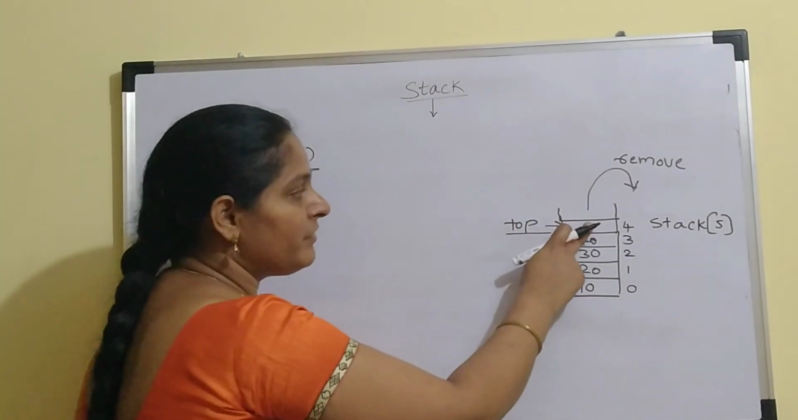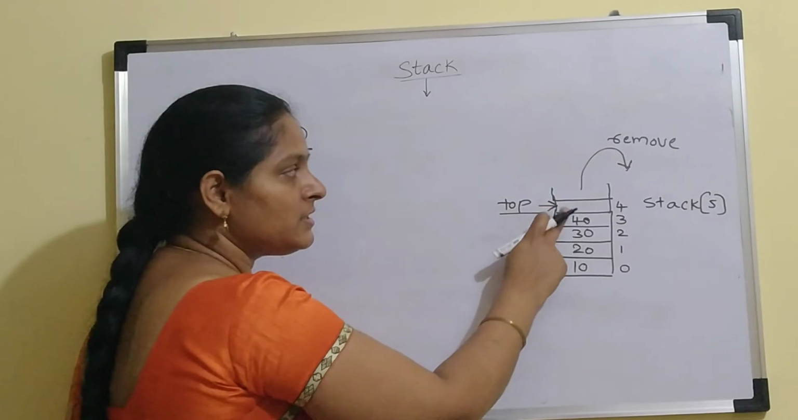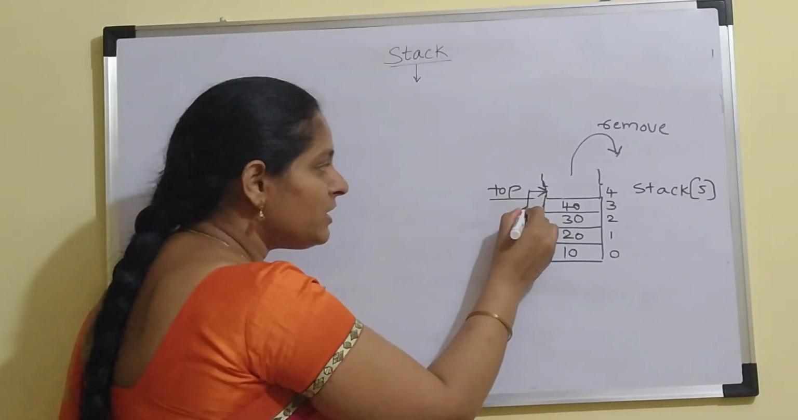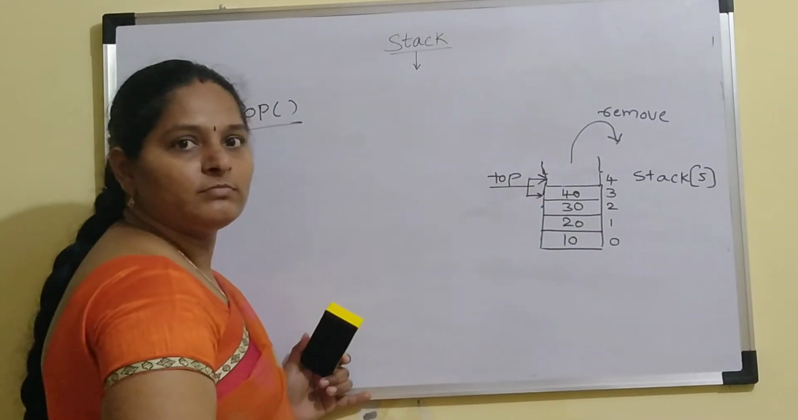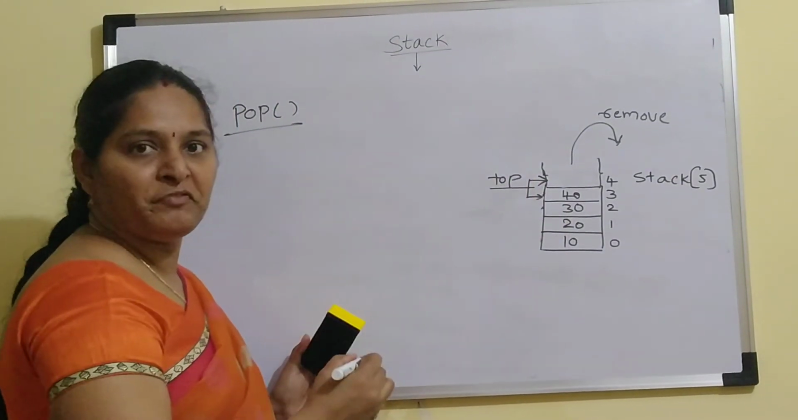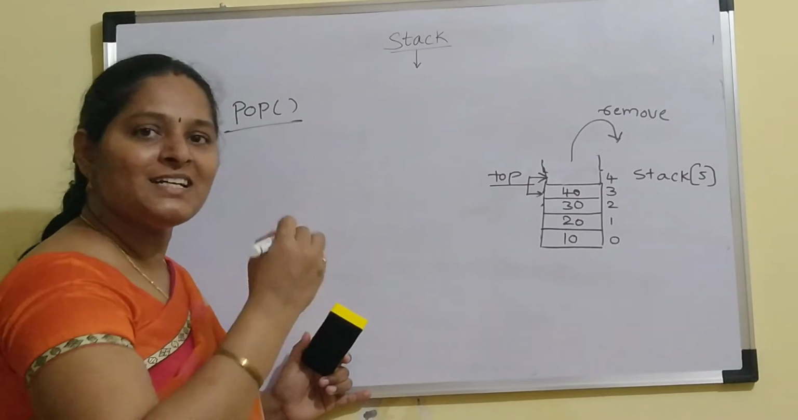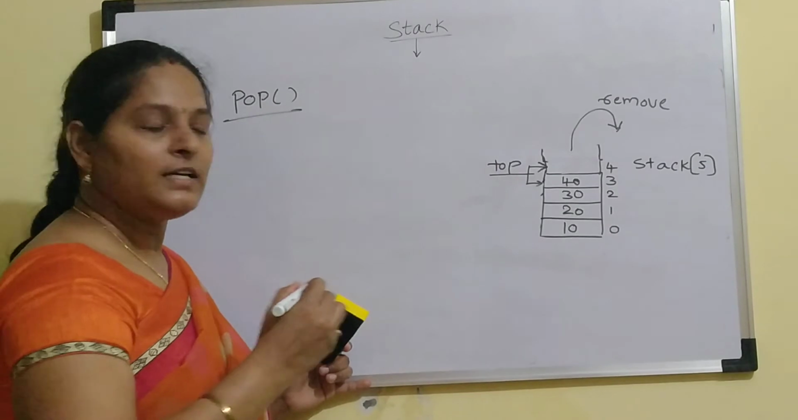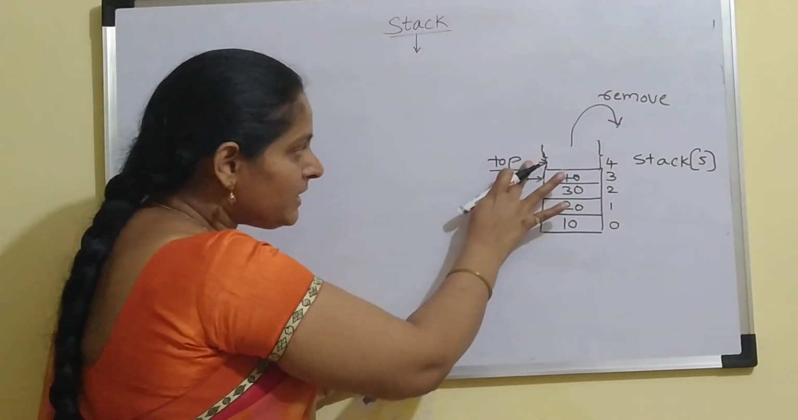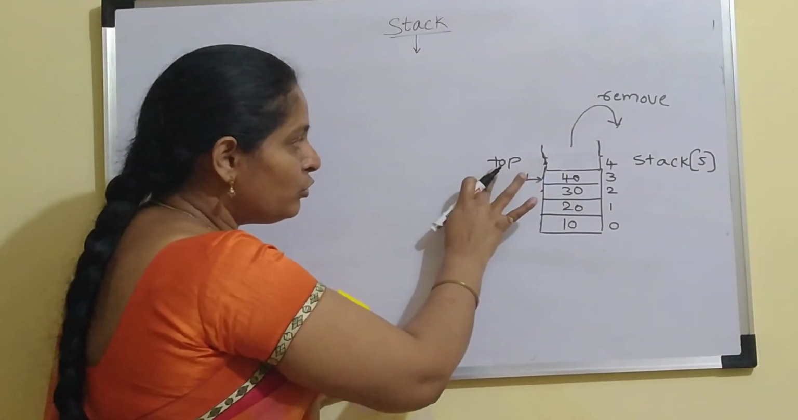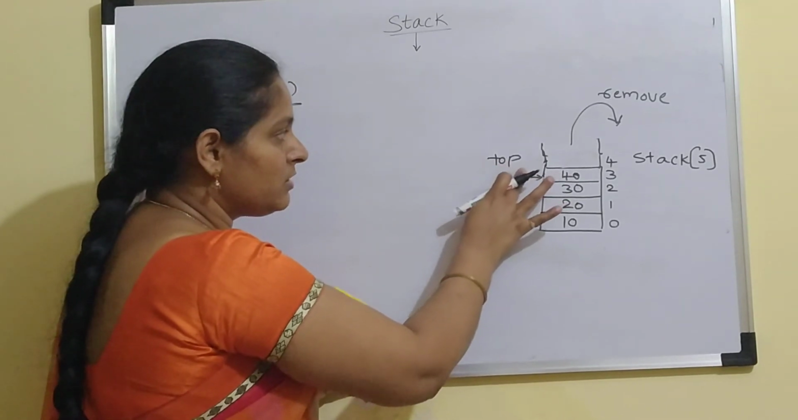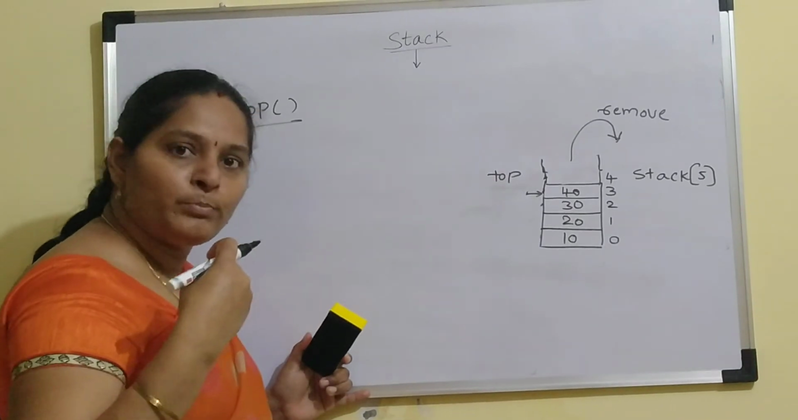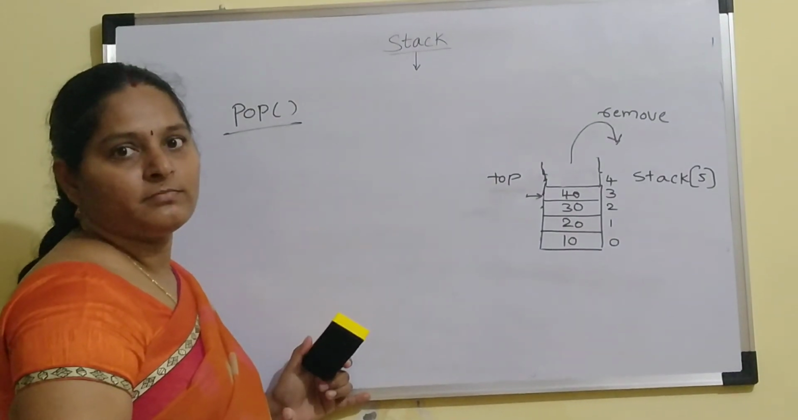Now after deletion of 50, the next last element is 40, right? So that means 40 should be the top element. After removal of 50, we need to make 40 the top element. So how to make 40 the top element? We need to move this top pointer one position down in the stack.